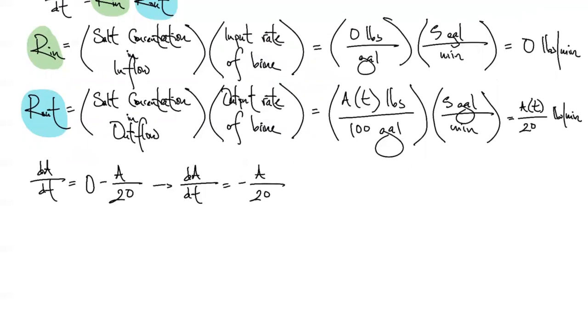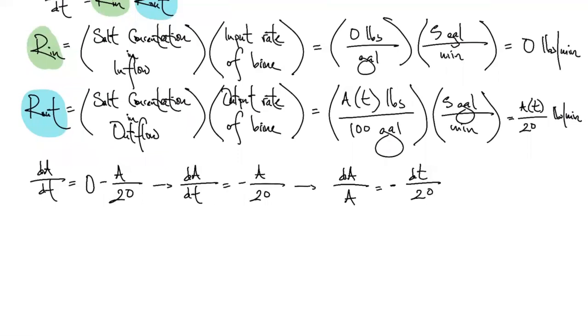Now, by looking at this, I hope we recognize this as a separable differential equation. So I'm going to do a little bit of algebra. I'm going to divide both sides by A. I'm going to multiply both sides by dt. So we have negative dt over 20. Conventionally, we keep the variable we're looking for our solution on one side. If there are any constants or signs, we generally keep them on the other side.